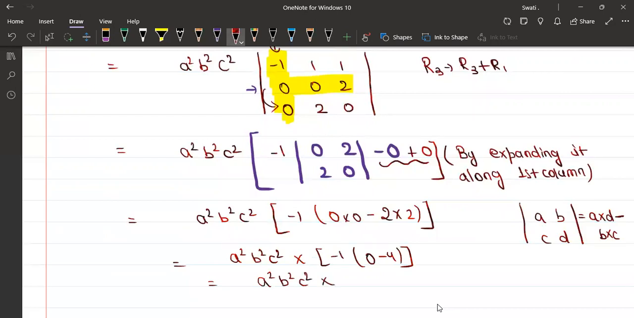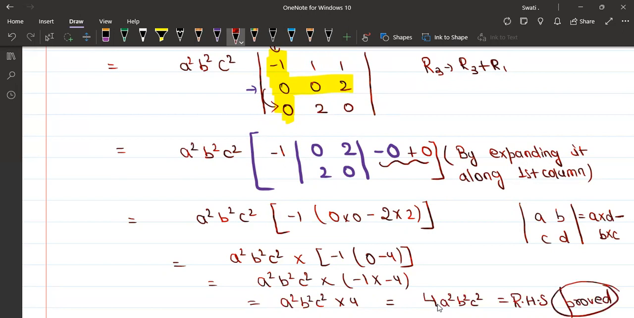Now if you simplify this, it is a square b square c square times minus 1, and then 0 minus 4 is minus 4, so times minus 4. Now minus 1 into minus 4 is of course 4, because we know that minus into minus is plus. So our final answer is 4a square b square c square, and that is nothing but our RHS. Hence, proved.